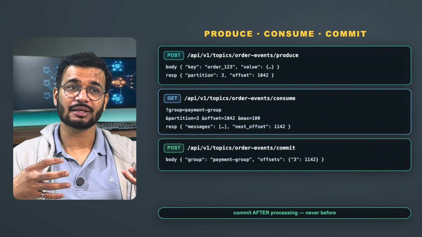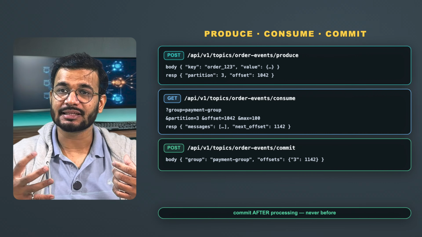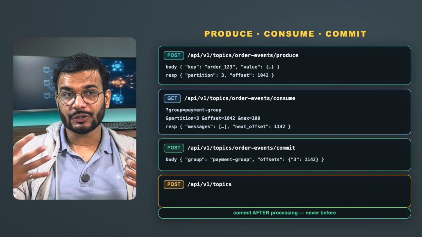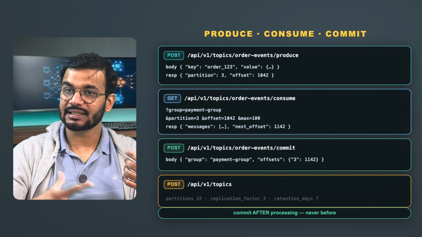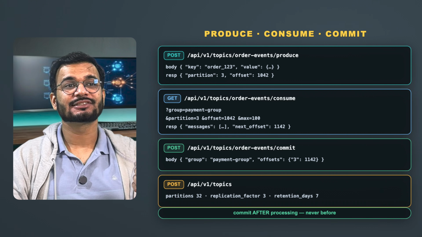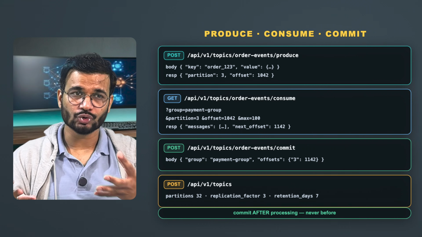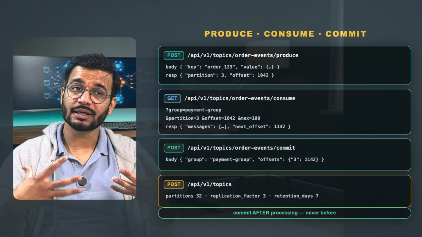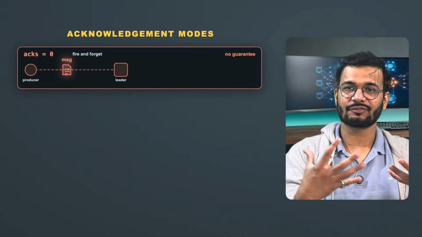Then we have a POST API that is used for committing. That tells that a particular consumer has already consumed this message. That is a commit message. Okay. The next is the topic configuration. It is another POST API. We define how the topic and the replication factor and the retention look like. These are the properties which will be put for the basic level configuration.